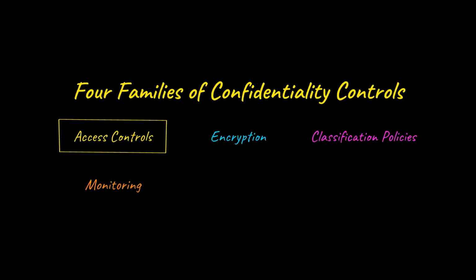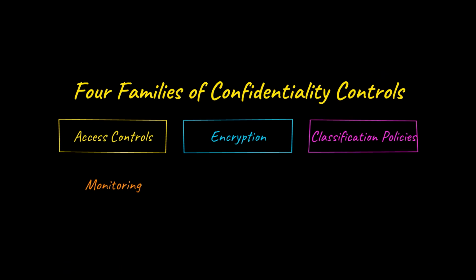Modern confidentiality controls fall into four families. Access controls restrict who can open a resource. Encryption renders data unintelligible without a key. Classification policies tag data so the right rules apply.